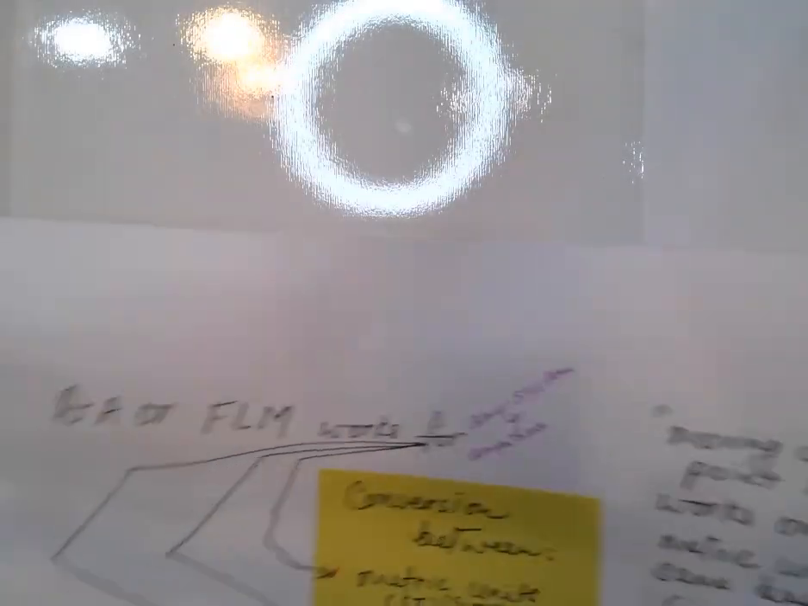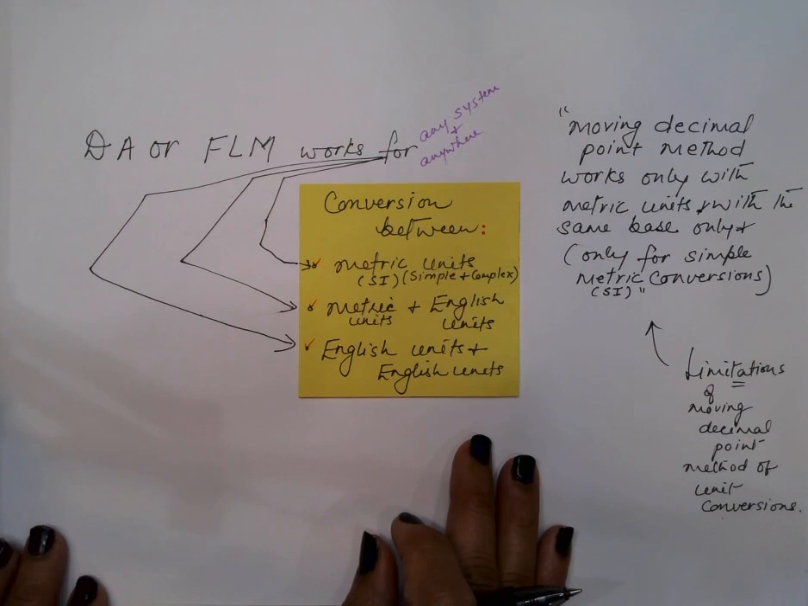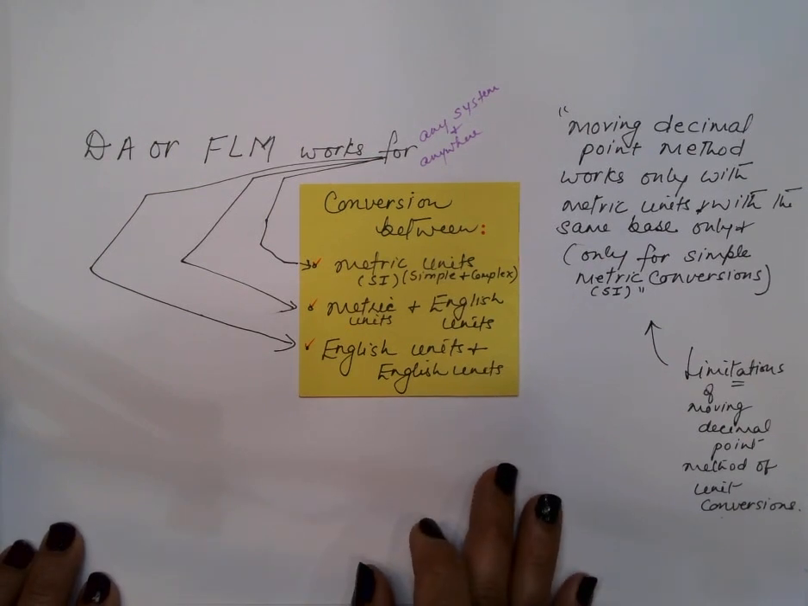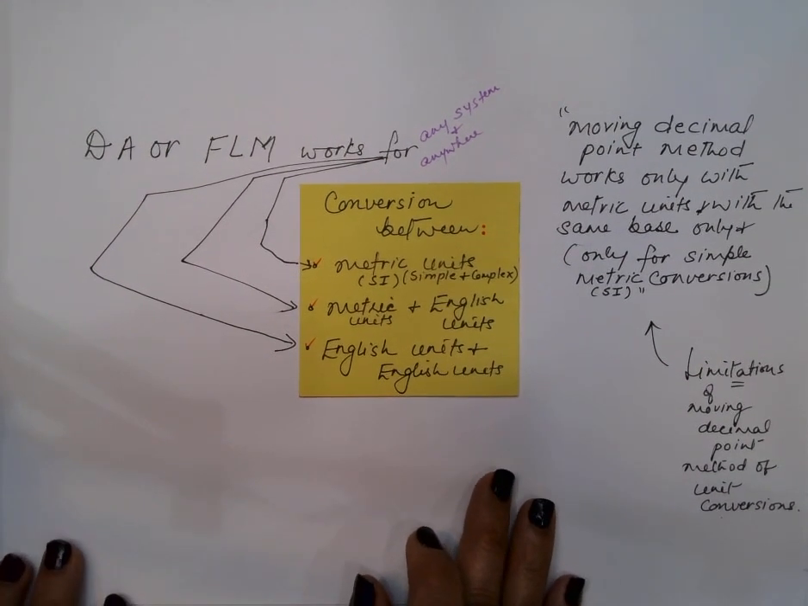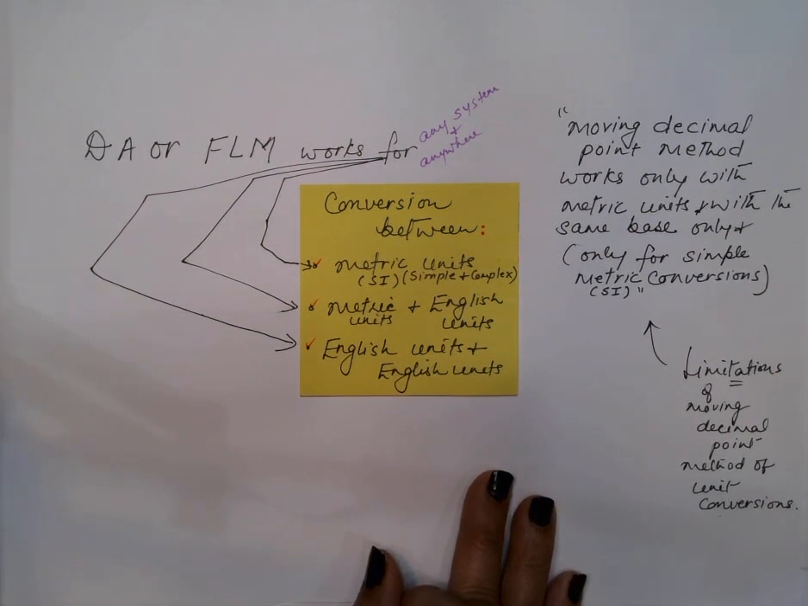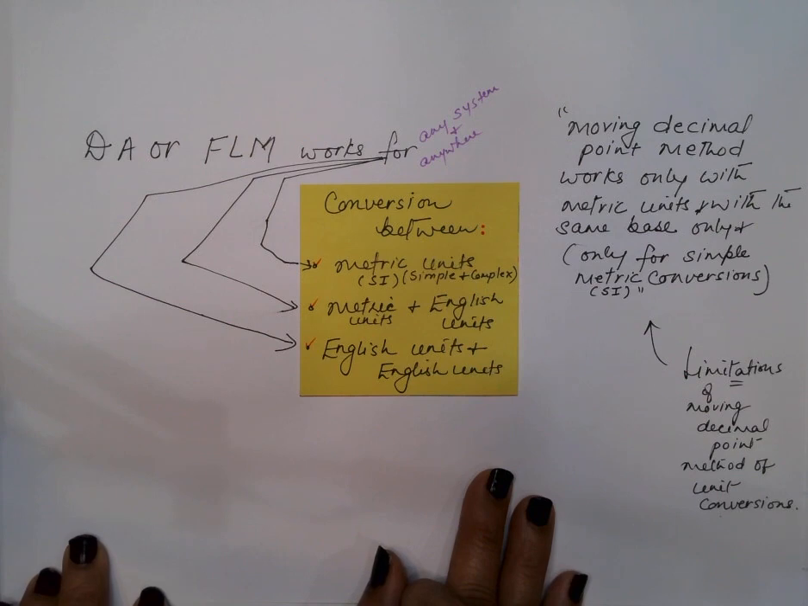You might say, Miss, we could have found the answers just by multiplying or dividing by tens or moving decimals. You're right, but the moving decimal points method works only for metric units with the same base units. You can't use it all the time. The unit analysis method can be used almost anywhere, with any system of units. Now we are going to spiral back to this technique when dealing with moles, stoichiometry, and also gas problems.